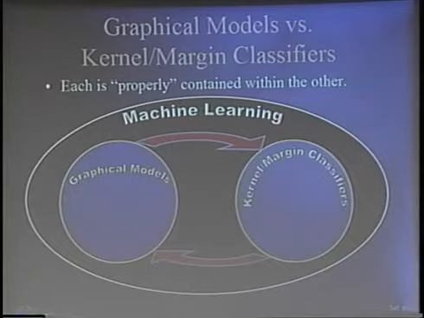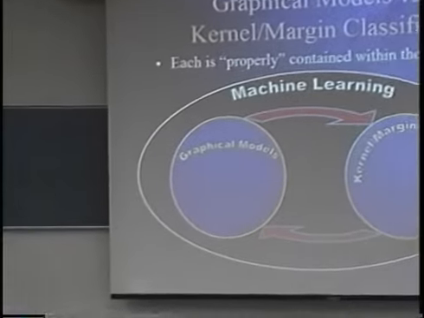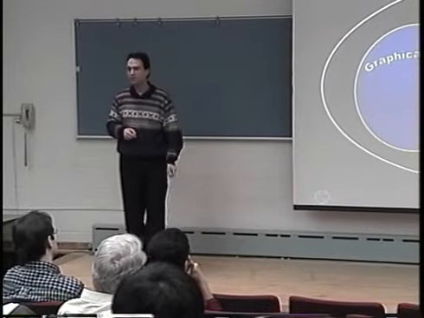Yet at the same time, kernel machines have kernels over graphs, or kernels over hidden Markov models, or kernels over trees, or you can have parse kernels, and so on and so forth. And so kernel machines also subsume graphical models. And I see them as supporting each other, and they're both an interesting side of machine learning.